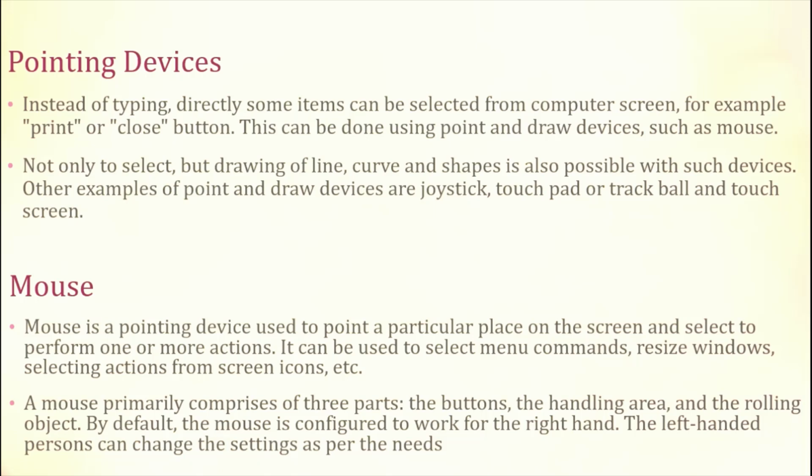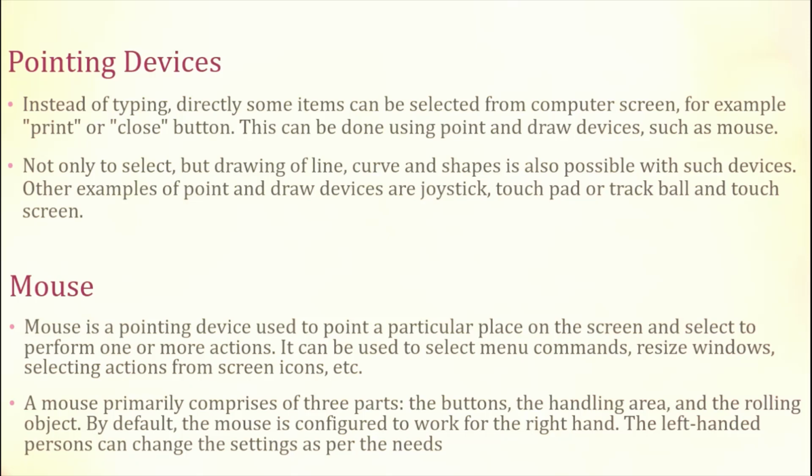Mouse. Mouse is the most common pointing device. Mouse is a pointing device used to point to a particular place on the screen and select to perform one or more actions. It can be used to select menus, commands, resize windows, select actions from a screen, icons, etc.